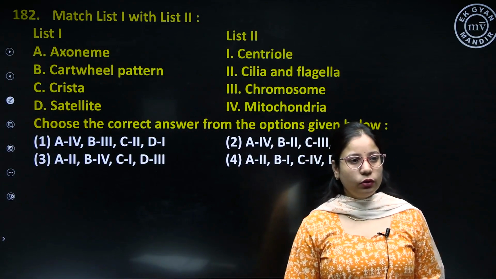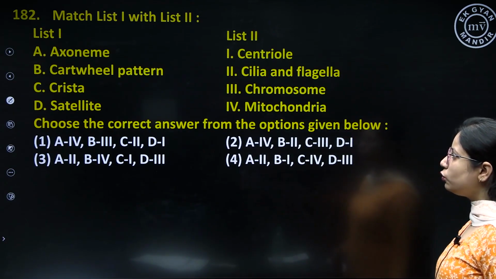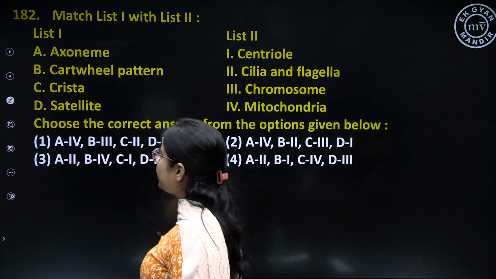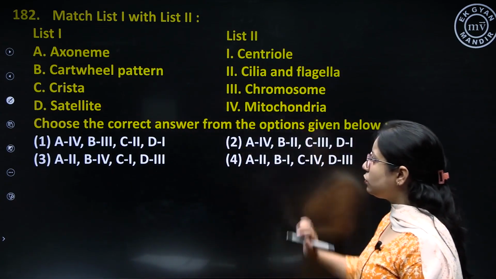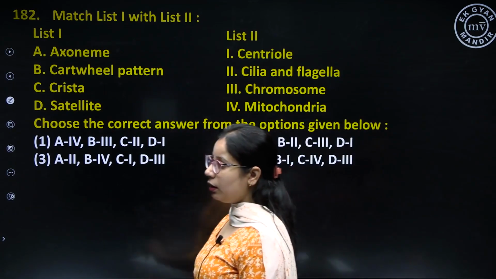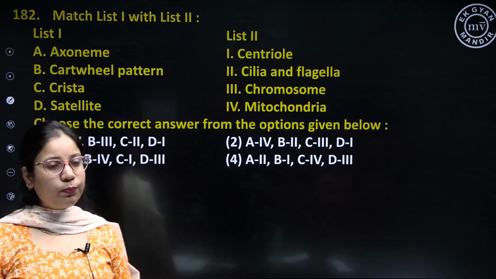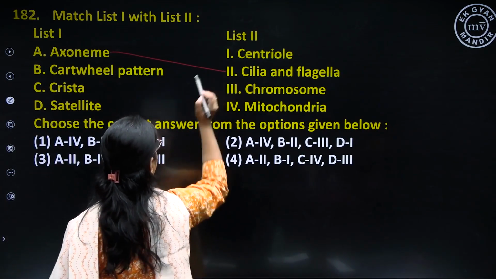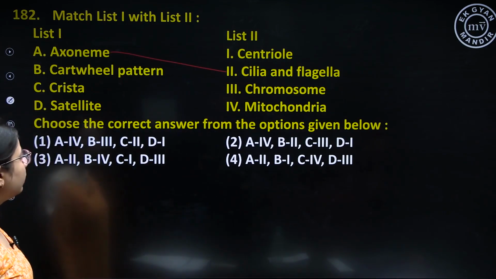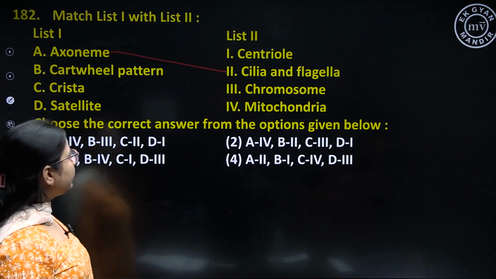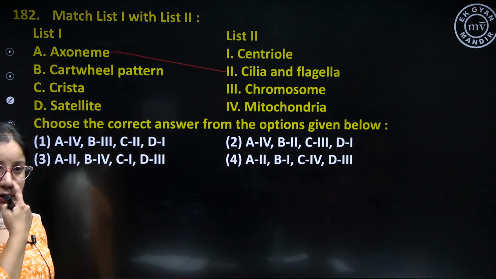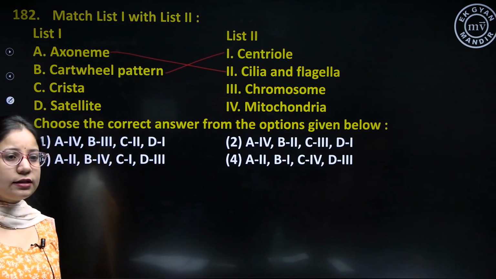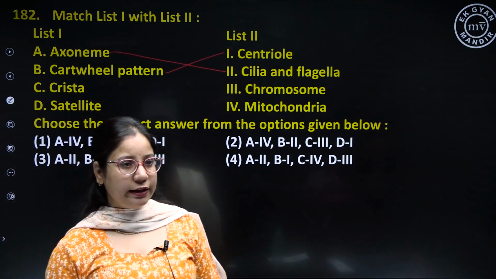Question 182. Match list 1 with list 2. So here are some options given in list 1. We have to match them with list 2. First is axonema. Axonema, it is a group of microtubules and it is usually found in cilia and flagella. Next is B, that is cartwheel pattern. Cartwheel pattern is found in centrioles and it has a 9+0 arrangement.